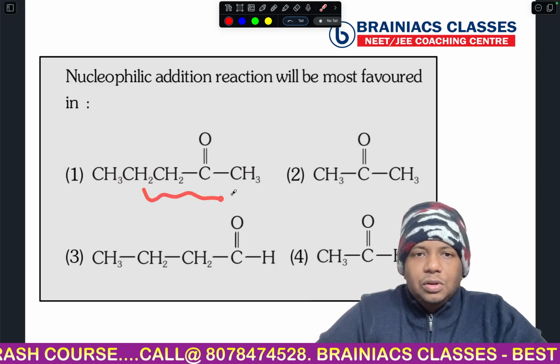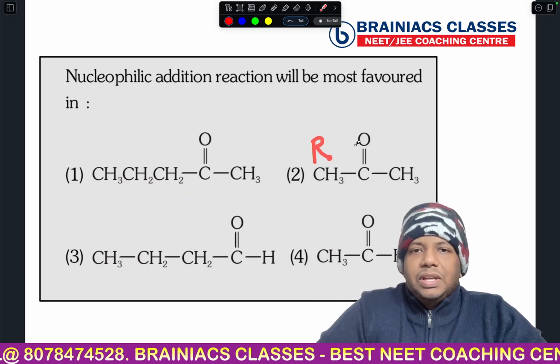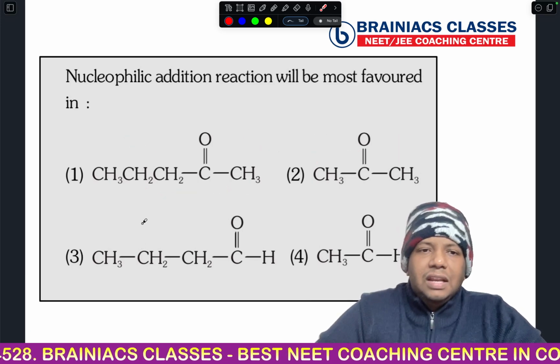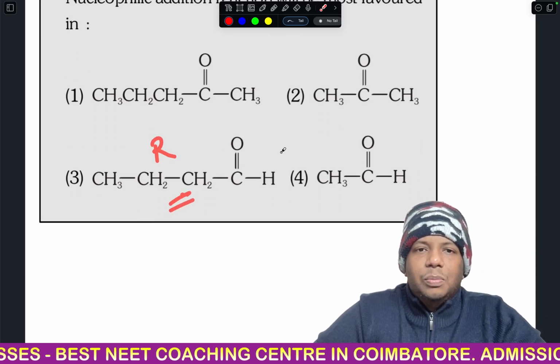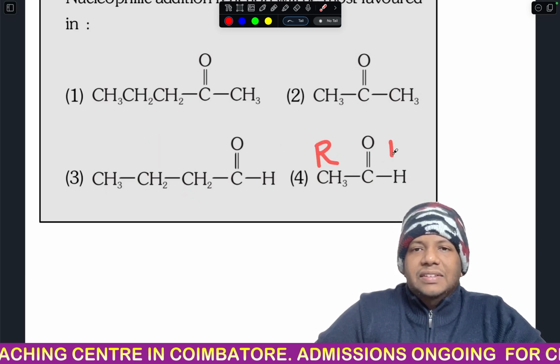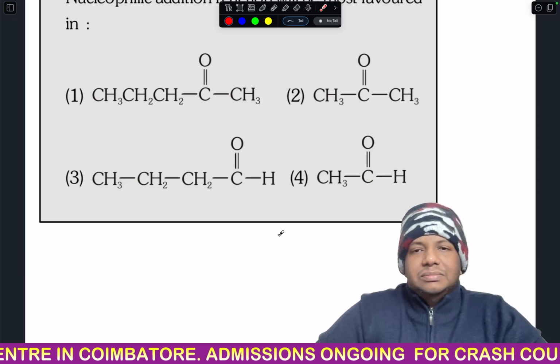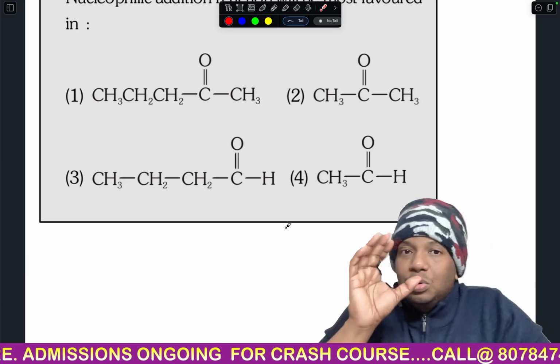The first one is a ketone, because both sides are alkyl groups. The second one is also a ketone. You can see both are alkyl groups. And the third one is an aldehyde. Why? Because one side is only an alkyl group and the other side is an H. The fourth one is also an aldehyde. One side is an alkyl group and the other side is a hydrogen. Now let's see how to do this question.